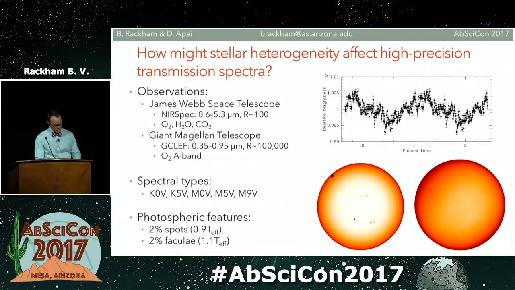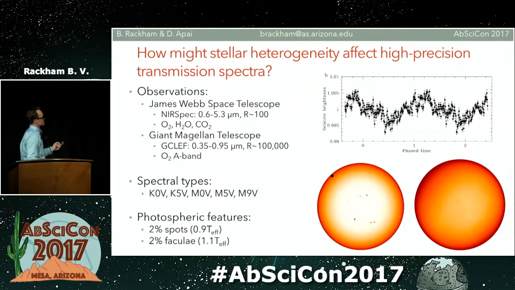So before we set out to detect biosignatures from Earth-like exoplanets, we need to ask ourselves, how might stellar heterogeneity affect these high precision measurements? To that end, we're simulating the signals produced by host stars for a variety of situations. There are two proposed observational designs I want to talk about here.